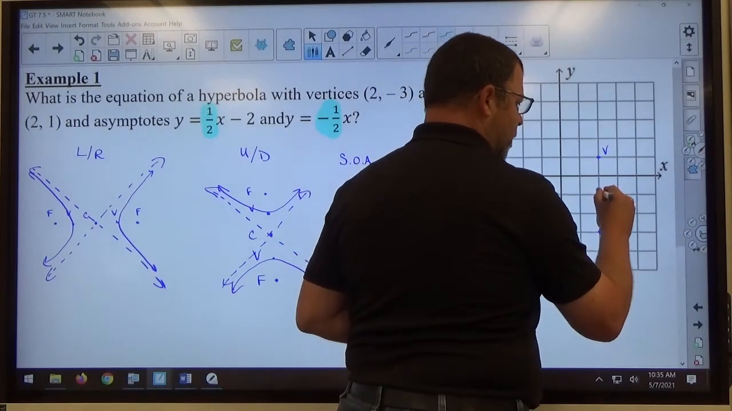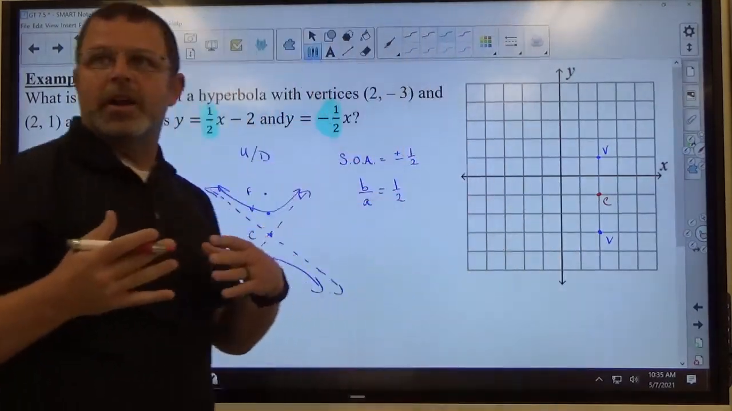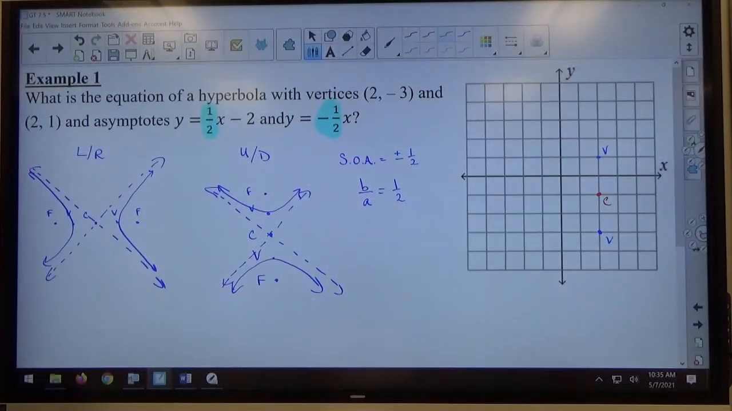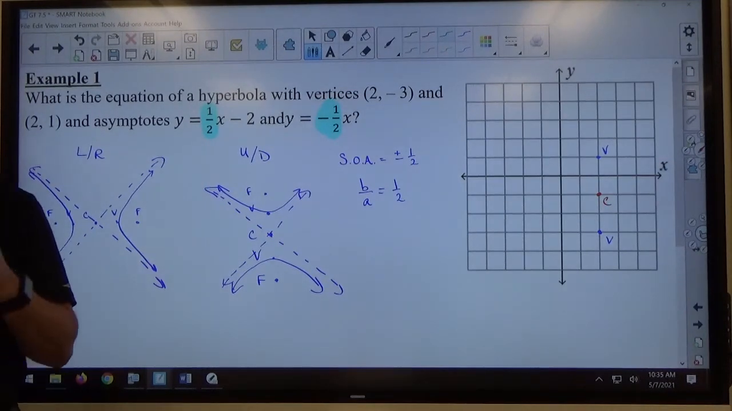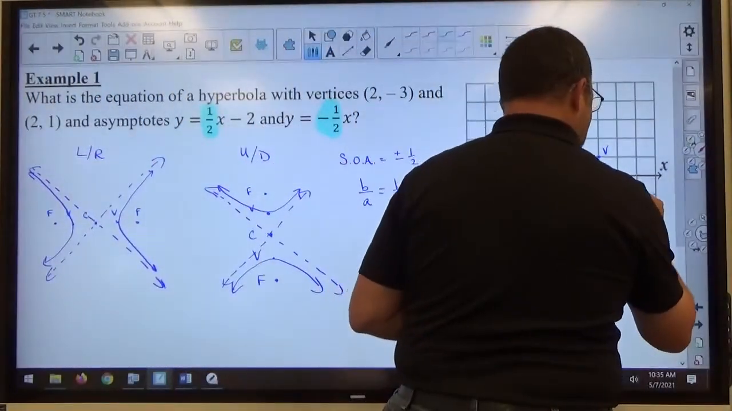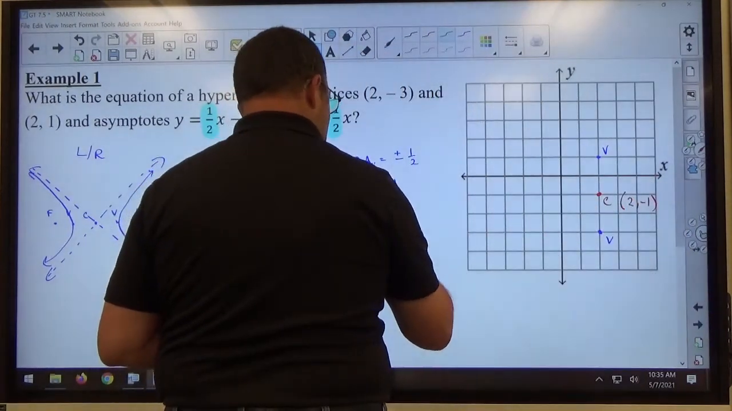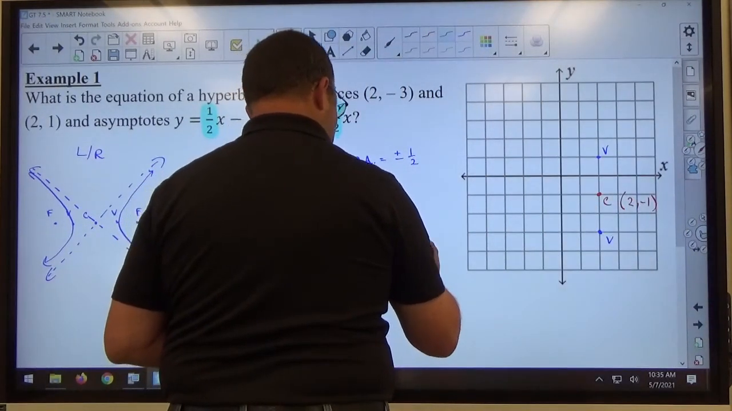2, -1. So my center is here. And my center, like every other conic section, that point of reference, ellipse, circle, and now hyperbola center. With the parabola, we call it the vertex of the parabola, right? But it's that main point, that (h, k) point. So if the center is (2, -1), that means that h equals 2 and k equals -1.